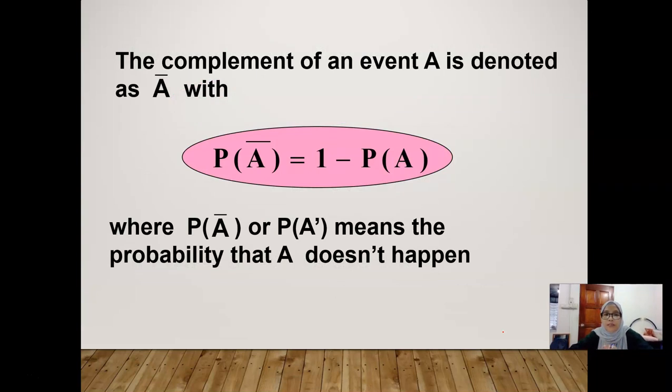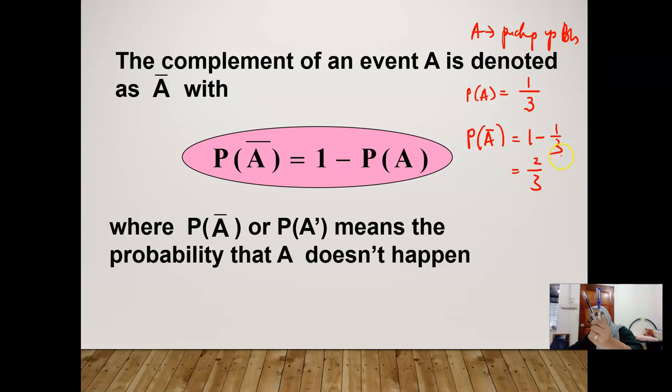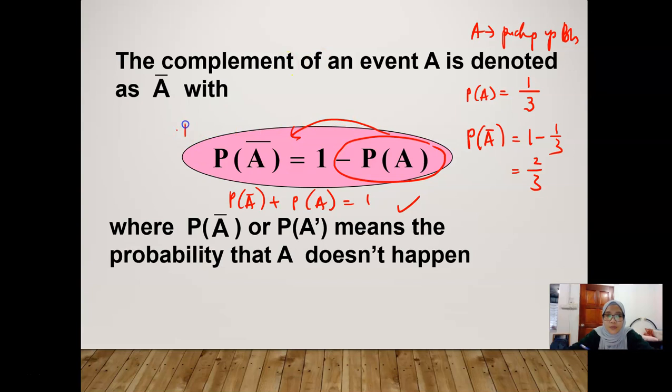The complement of an event is denoted by A bar. Complement means outside of your event A. Back to the example just now, where your A is picking up the blue pen. Probability of A is 1 over 3. So the pen that is not blue, we denote as P(A bar), the complement of A, so 1 minus 1 over 3. So you will have 2 over 3. These are the 2 pens left. So the probability is 2 over 3. And then you can arrange this as well: P(A) brought over, P of complement of A plus P(A) equals 1. These are another property. These two properties you have to remember.